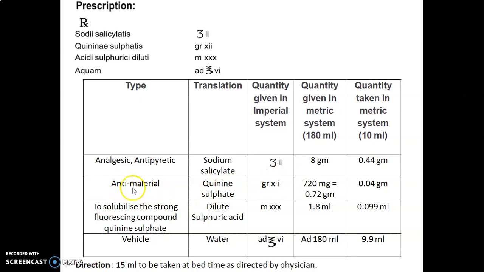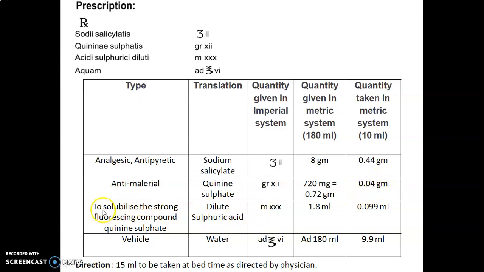Quinine sulfate, used as an antimalarial. Quantity given in imperial is grain XII, that is 12. 1 grain is 60 milligram. 60 into 12 is 720 milligram, which is equal to 0.72 gram in the metric system. The taken quantity should be 0.04 gram. This quantity should be calculated with the help of the factor.